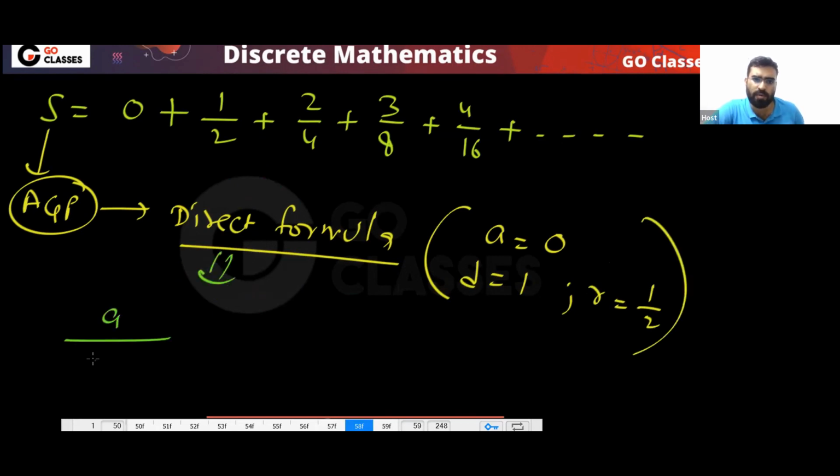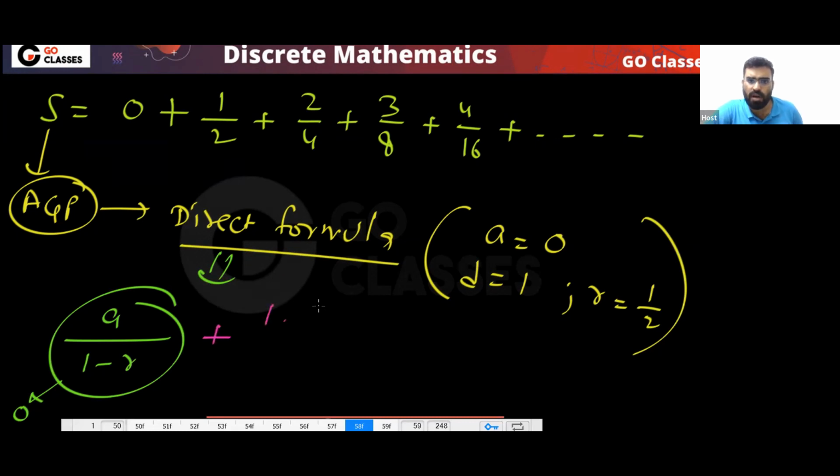So if you apply the direct formula, that will be A upon 1 minus half. This will become directly 0. Next, plus D into R divided by 1 minus R whole square. So if you solve it, the answer you will get is 2.